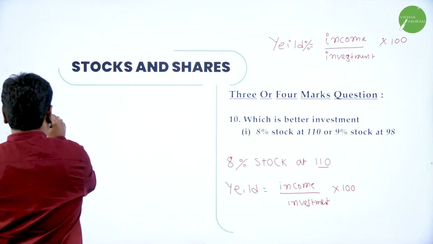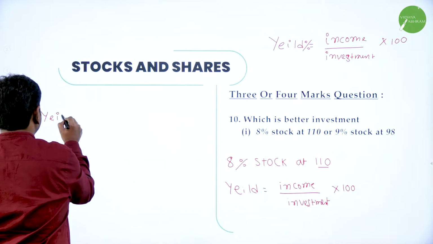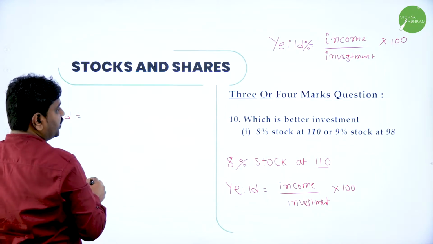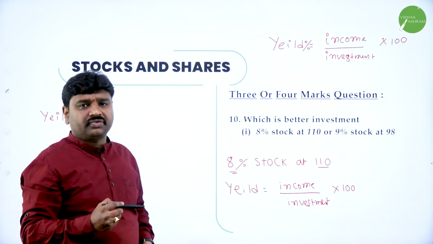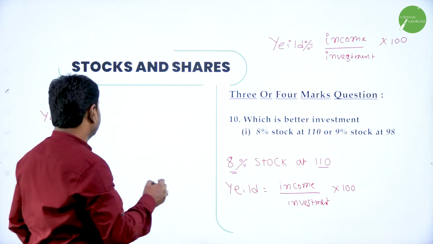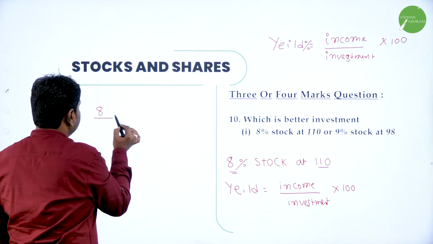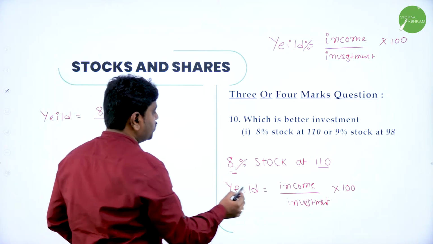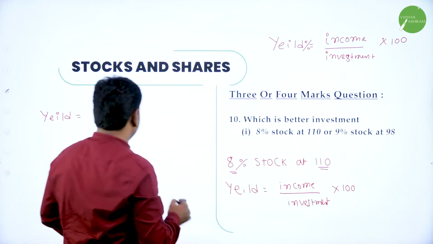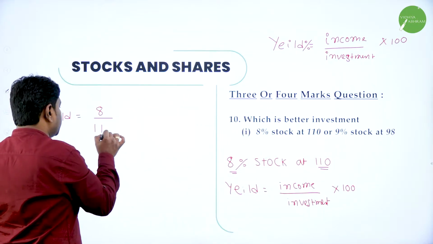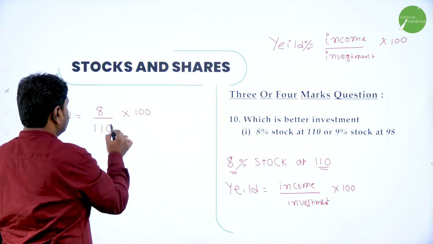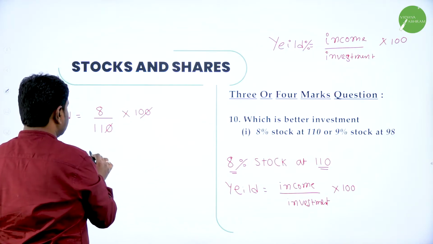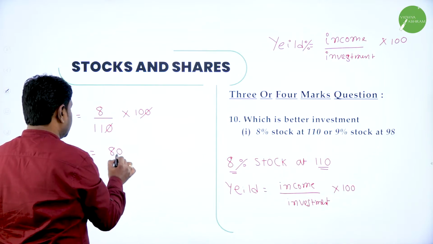So now that is yield for first case. Yield is equal to income. Income is what? 8% stock will give you 8 rupees. For 100 rupees, 8% is what? 8. So 8 is the income by investment. What is the investment? You are investing rupees 110. 8 divided by 110 into 100. 0, 0 cancels. 80 by 11.